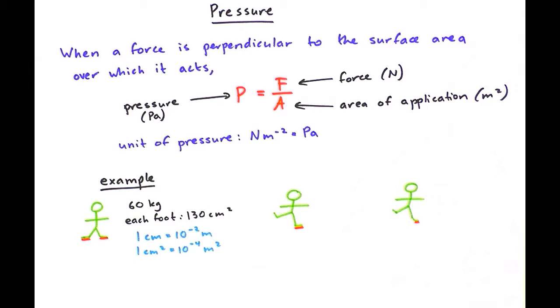So now we can put all this in the equation. So we've got that the pressure is force divided by area. We know that force is equal to mg, and the mass is 60 kilograms, g is 9.81, and then we're going to divide that by the area, which is 130 times 10 to the minus 4. And now we're going to put that in our calculator to get the answer.